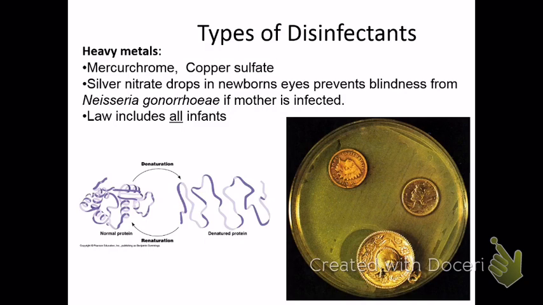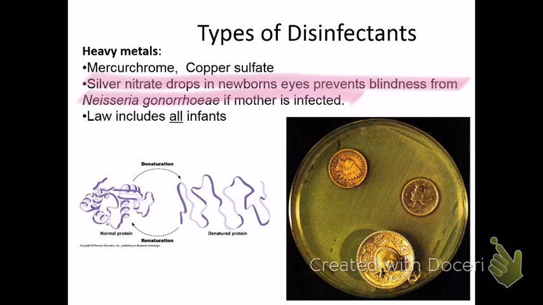Heavy metals can be used as a disinfectant. And so mercurochrome, copper sulfate. Okay, so you want to know this for sure. Silver nitrate used to be used in newborn babies' eyes. Now we use an antibacterial petroleum, like an antibiotic, erythromycin. But initially, they put silver nitrate drops in newborn babies' eyes to prevent blindness from gonorrhea.